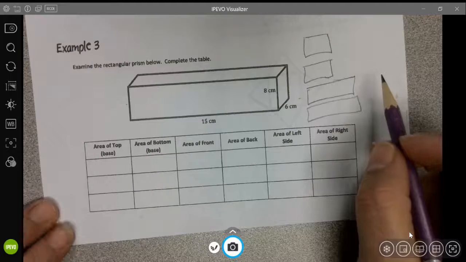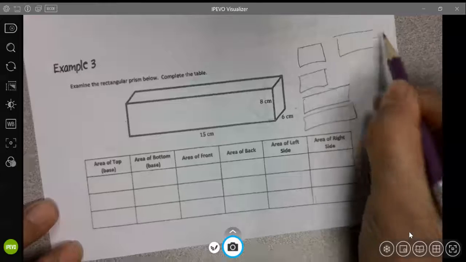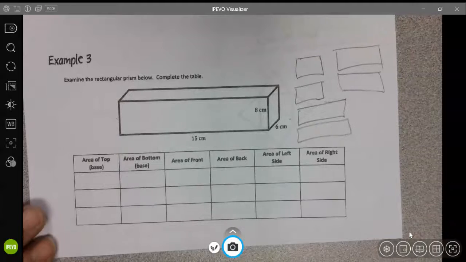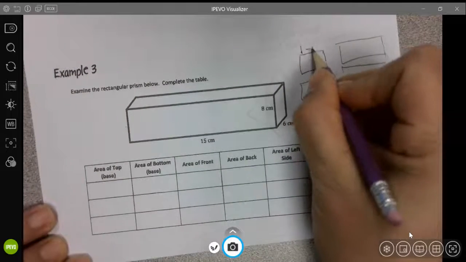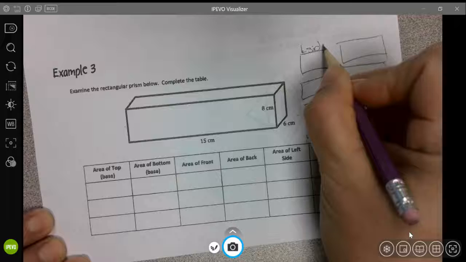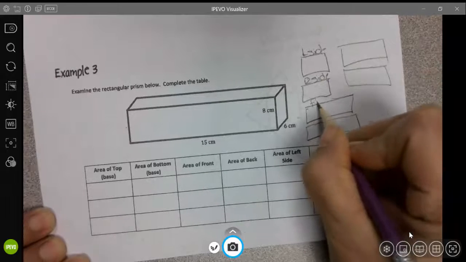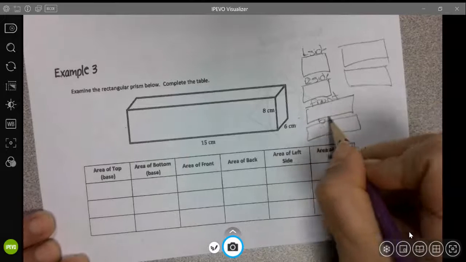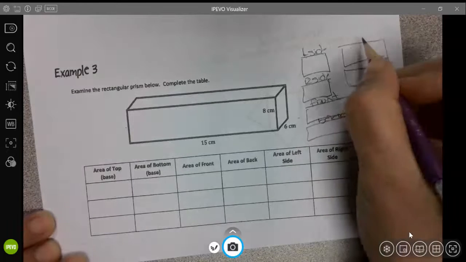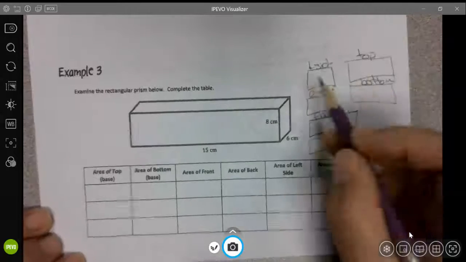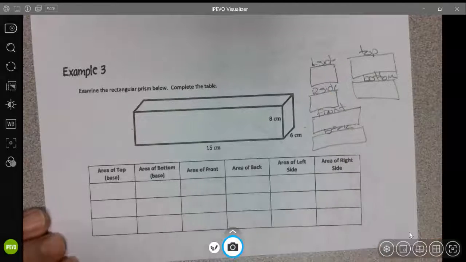and just because, I am going to make it a little longer, just so visually it looks similar. And then I can even label this. This is left side. This is right side. This is front. This is back. This is top. This is bottom. And that way I won't forget anything.